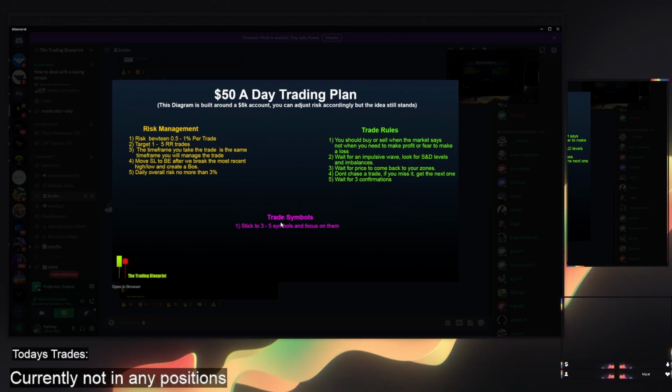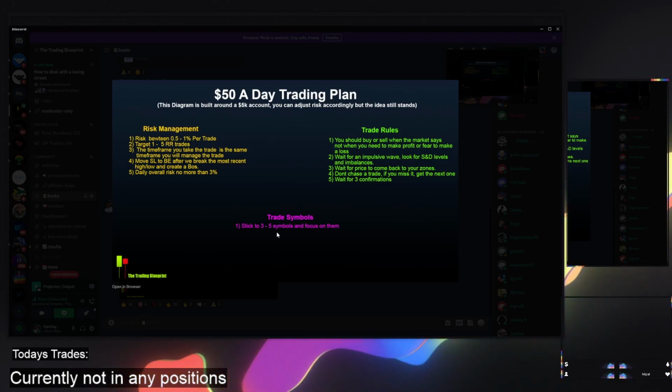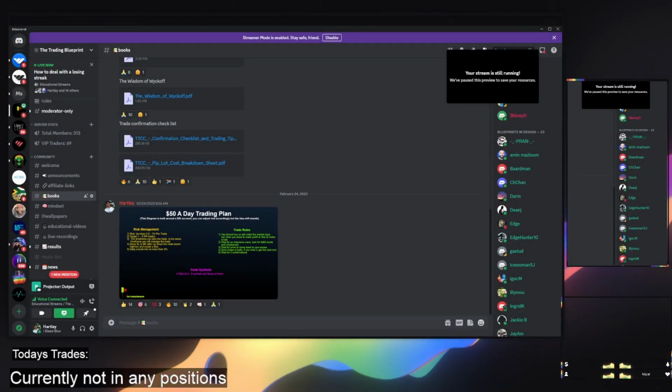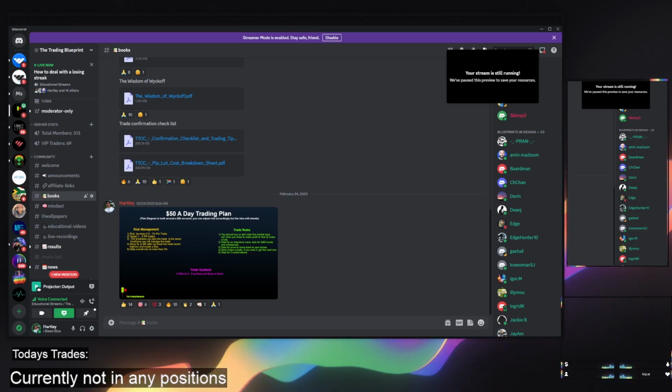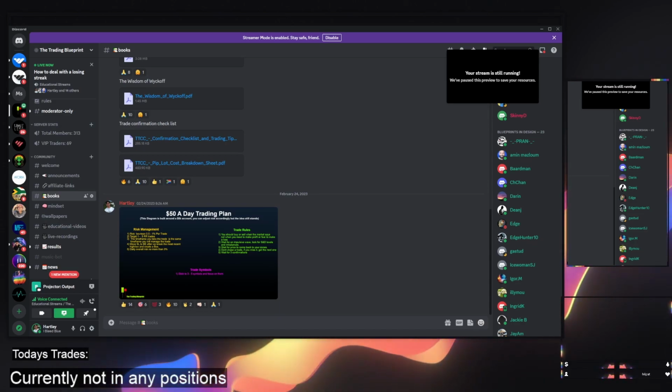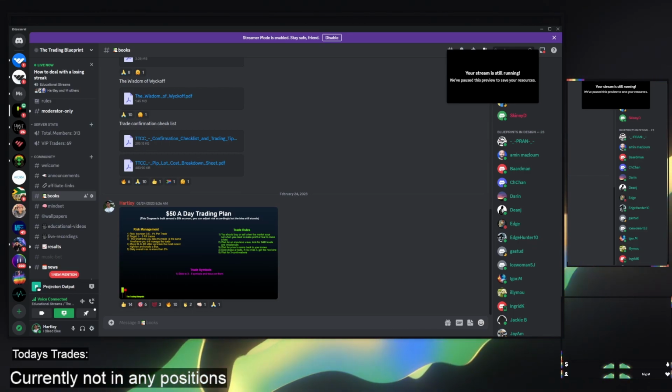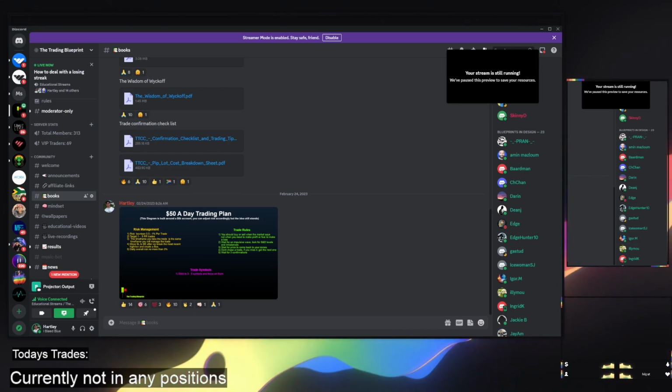Then at the bottom here, it says trade symbols. Stick to 3 to 5 symbols and focus on them. That's important to understand. Okay, I'm just going to switch you guys back over to TradingView, and then we can carry on with the rest of my rant, basically.